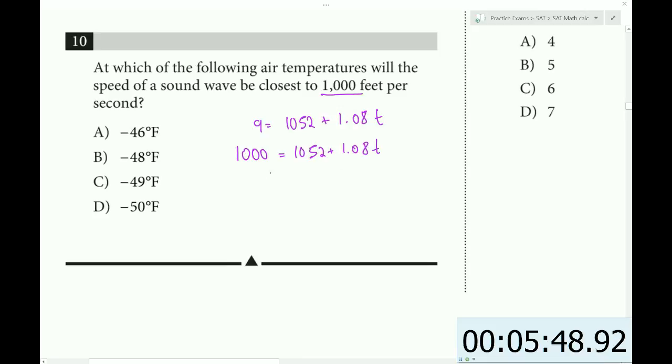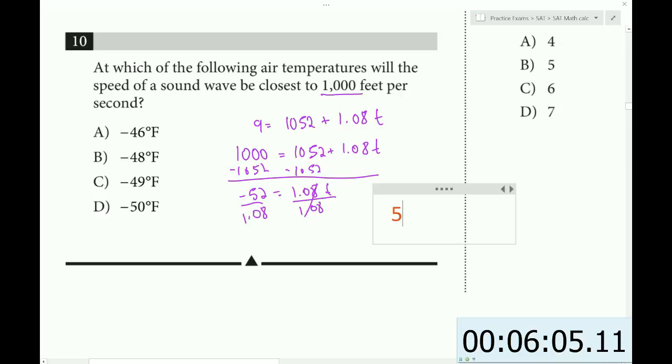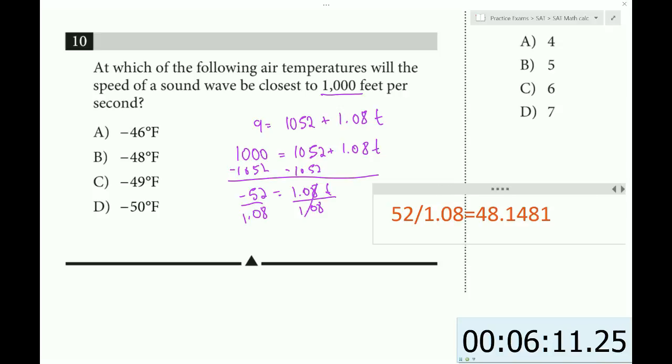So we subtract 1052, subtract 1052. We get negative 52 is 1.08 times t, and we divide by 1.08. And this is the calculator section, so you are allowed to use the calculator. So let's just do 52 divided by 1.08, and that will give 48.14. So yeah, it's choice B.